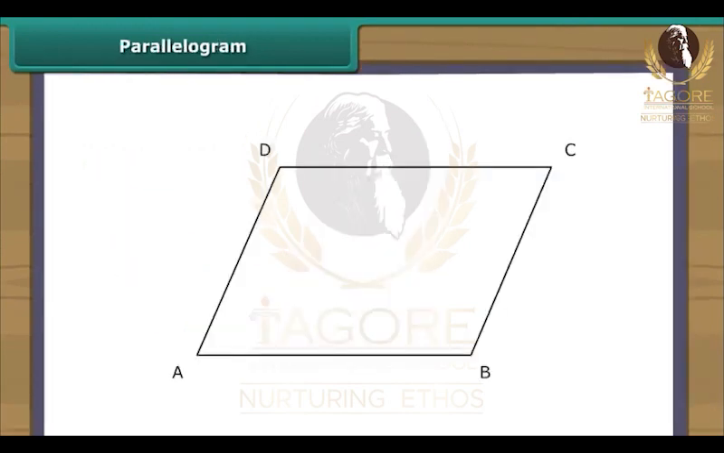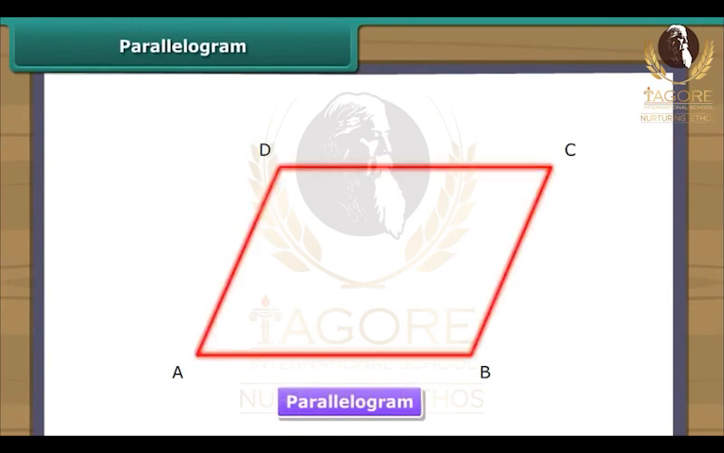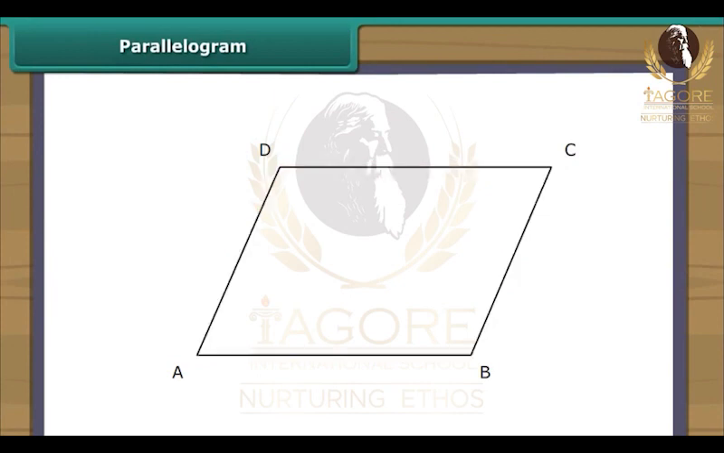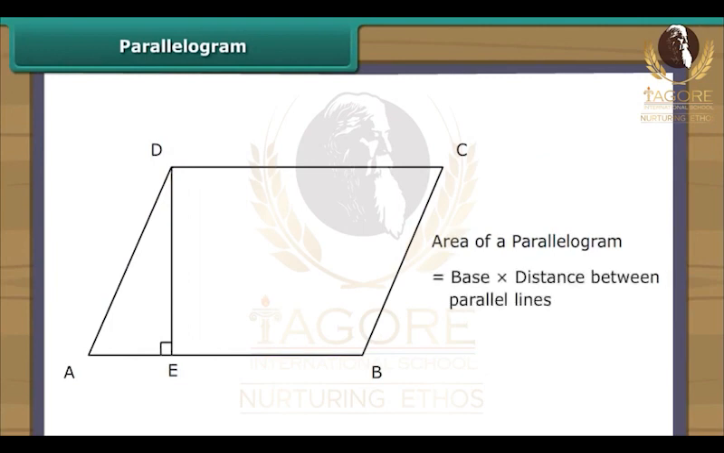Parallelogram. Students, see the following figure. Can you name the figure? It is a parallelogram. A parallelogram is a four-sided closed figure having opposite sides parallel to each other. Can we find the area of this figure? Yes, by using the formula for the area of a parallelogram. For this you require the measures of the base and the distance between corresponding parallel sides. The area of a parallelogram is the product of its base and the distance between the parallel sides, that is, the height of the parallelogram.